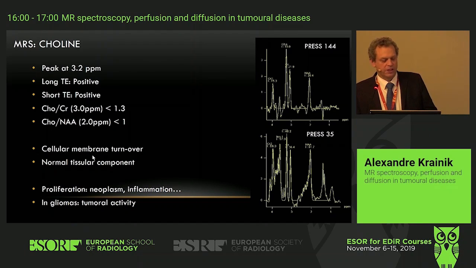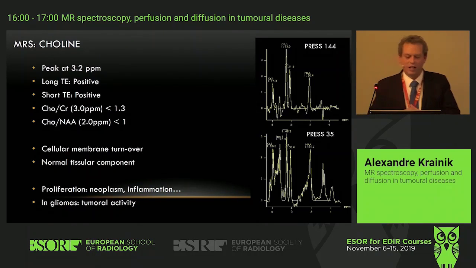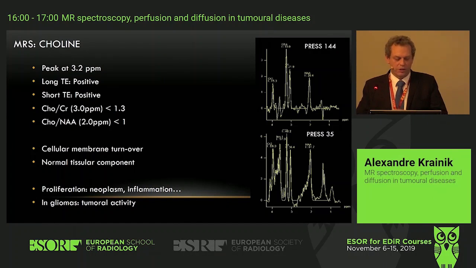It refers to the cellular membrane turnover. That's why in highly important membrane turnover, such as in glioma, inflammation, and so on, this peak of choline will increase. When you have a tumoral abnormality, you will have an increase in choline.